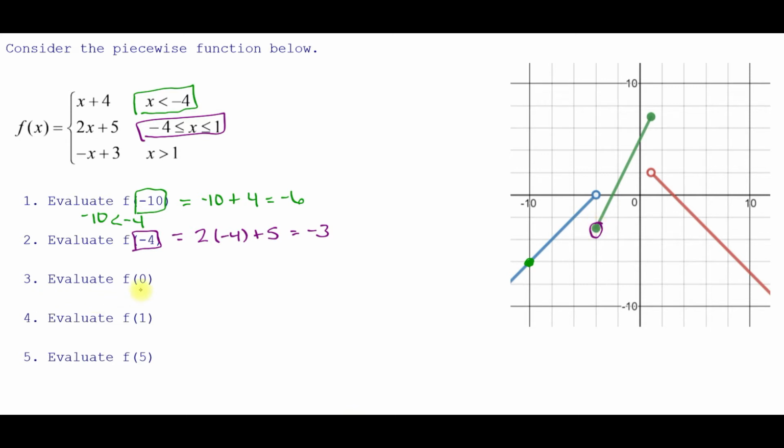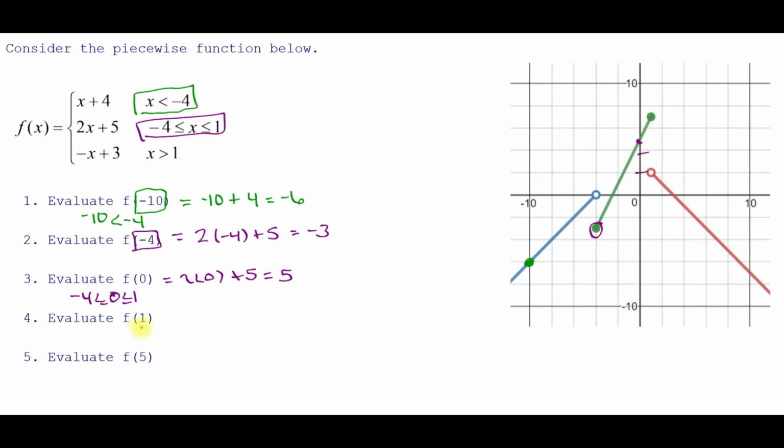Next, we're going to evaluate f of 0. So 0 is between -4 and 1. So again, I'm using this middle function, so we're going to do 2 times 0 plus 5, which will give us 5. So here we are at 0, and that's giving us a value of 5.